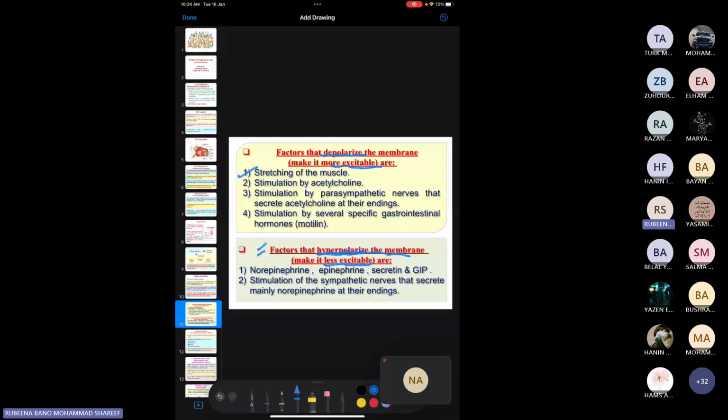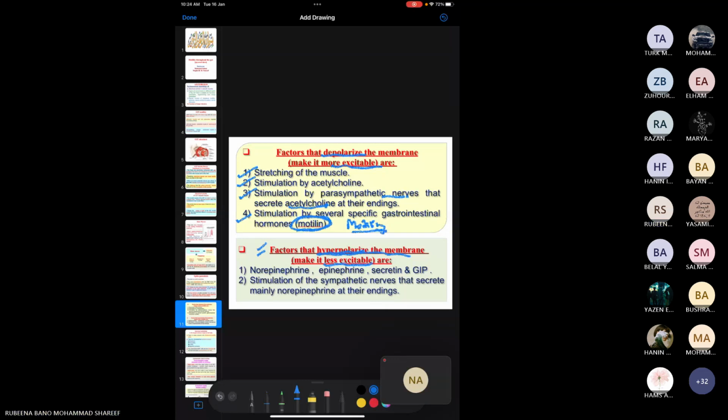Stretching of the muscle, stimulation by acetylcholine, stimulation by parasympathetic nerves, because parasympathetic nerves secrete acetylcholine and it is stimulatory. Then stimulation by several specific gastrointestinal hormones like motilin. Remember motility? This motility is increased by the hormone motilin. So easy to remember, motilin, motility.